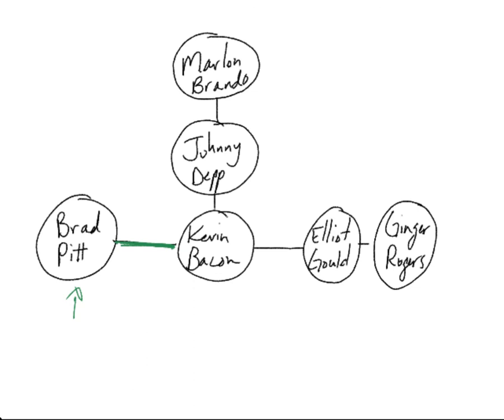Now, Johnny Depp and Kevin Bacon were in a movie together. Marlon Brando has never been in a movie with Kevin Bacon. However, Marlon Brando has been in a movie with Johnny Depp, who was in a movie with Kevin Bacon. So Marlon Brando has 2 degrees of separation from Kevin Bacon. Similarly with Ginger Rogers, who starred in a movie with Elliot Gould, who was in a movie with Kevin Bacon. And so you can see that the uses of graphs are everywhere. They're ubiquitous. And so we're going to spend a lot of our efforts on graphs and their algorithms in order to be able to analyze these important kinds of questions, like how many degrees removed from Kevin Bacon is a given actor.